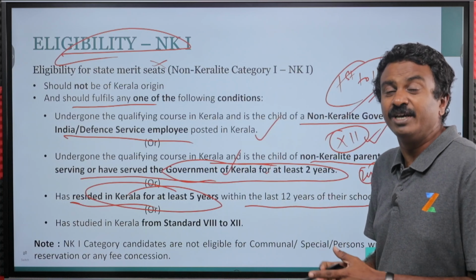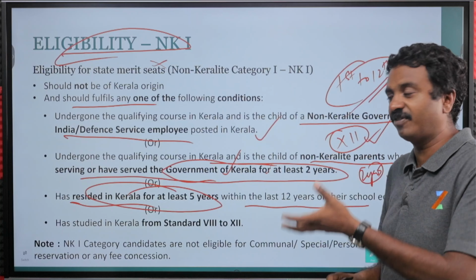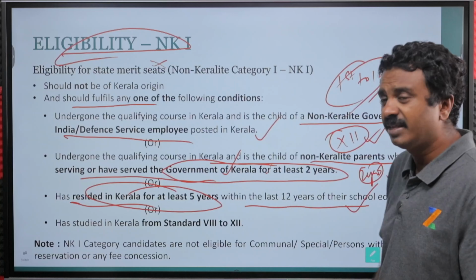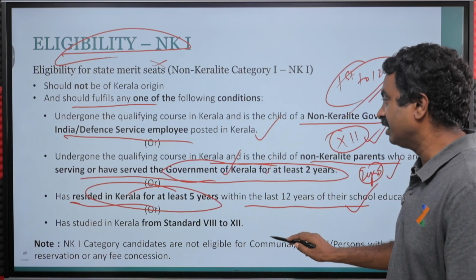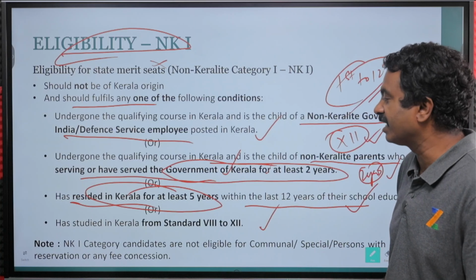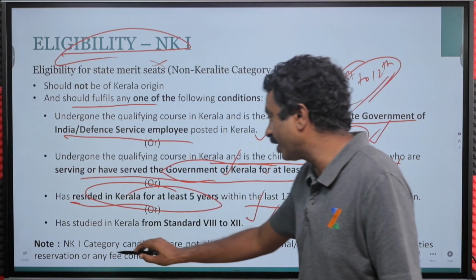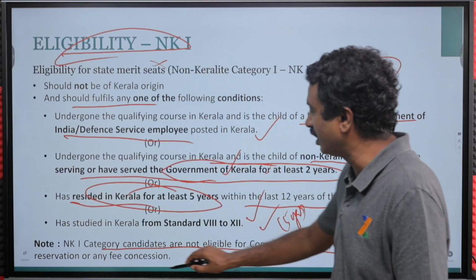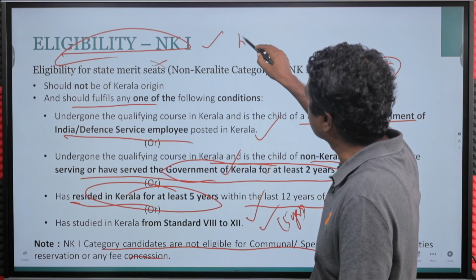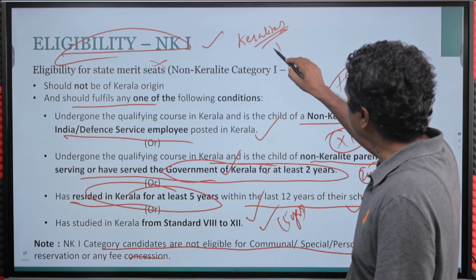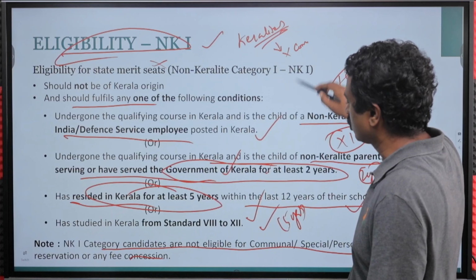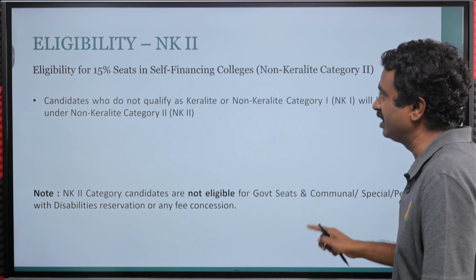In this case, if you have resided for any 5 years, then you will be eligible for being a non-Keralite 1. Or if you have studied from standard 8th to 12th, obviously it is 5 years, you would have resided, and straight away you will be eligible as well. NK1 category candidates are not eligible for communal reservation. NK1 candidates will be eligible for all seats applicable for Keralites, but they will not be eligible for communal reservation, similar to the All India Service officers we discussed earlier.